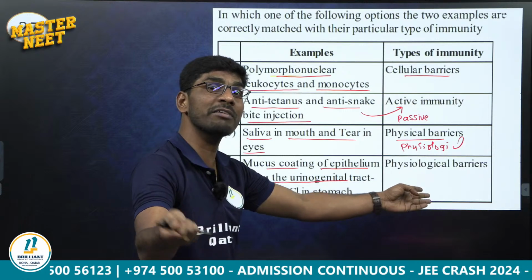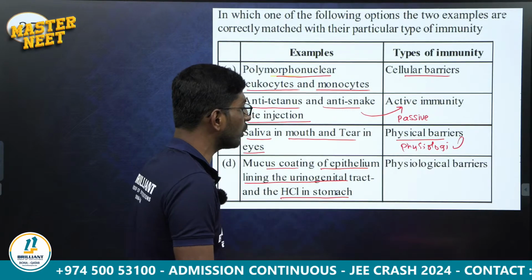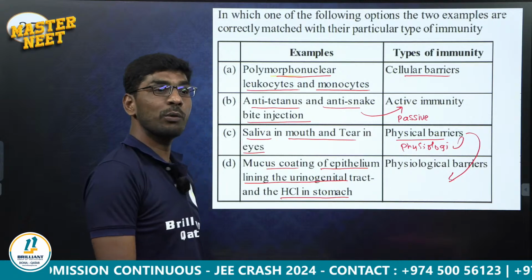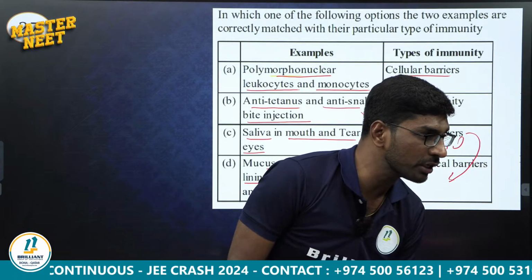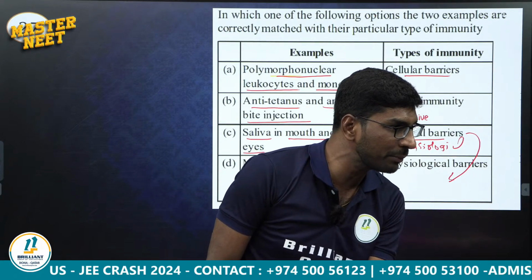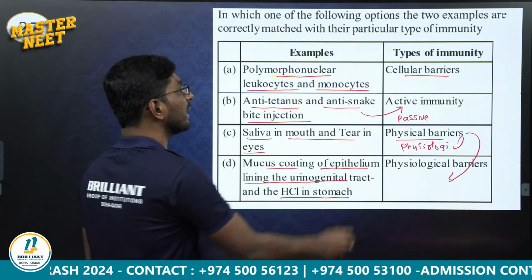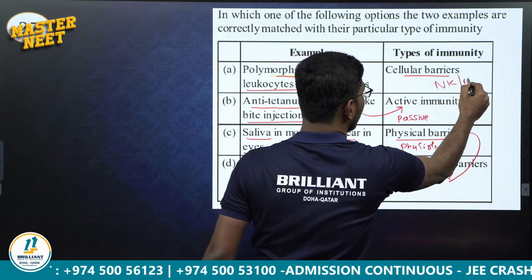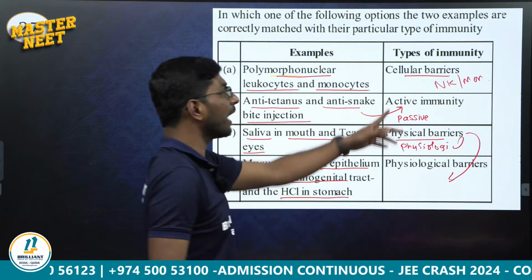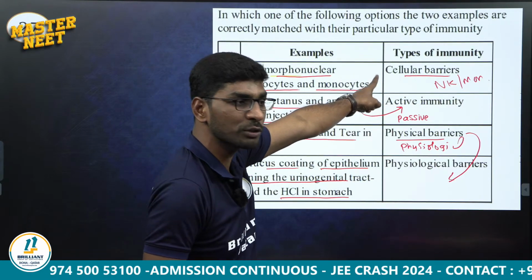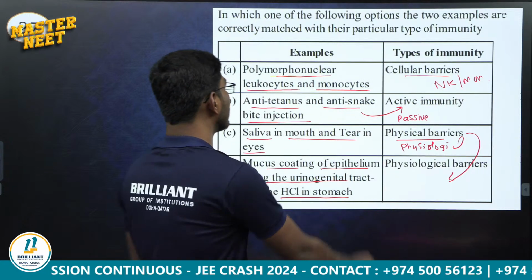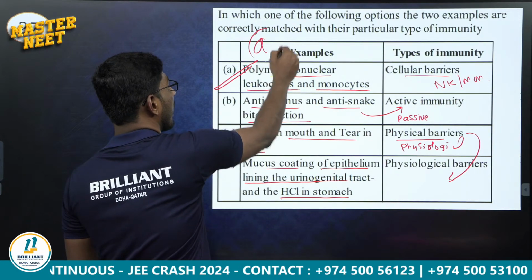Physical. No, it is what? Tell me. Physiological. Now what is called? Physiological is given. It is actually what? Tell me. You got my point? So what is the correct answer of this question? Come on, any one of you tell me. Cellular barriers, NK cells are there, polymorphonuclear cells are there, monocytes are there, and also phagocytes belong to what? Yes. So the correct answer is what? Absolutely. So answer is option A.